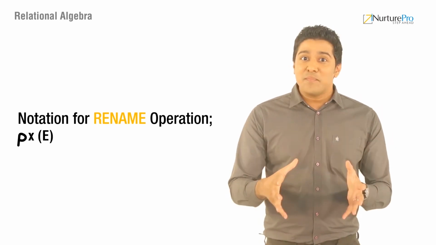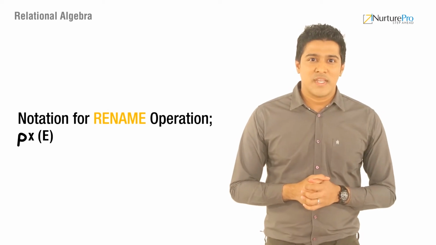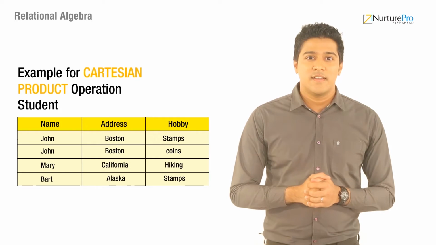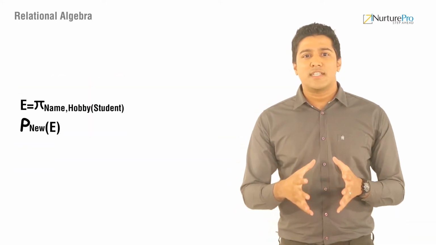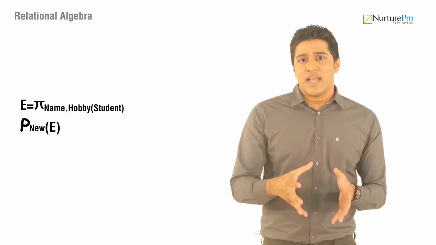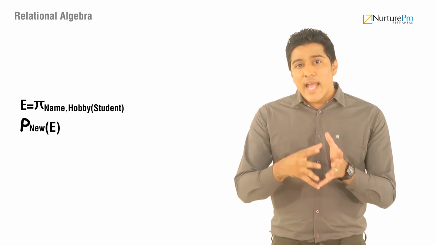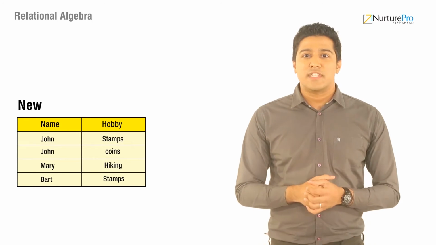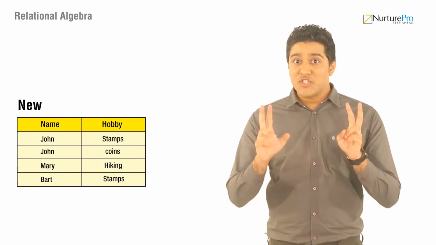Now let us take an example of a rename operation. Take a look at the student table as shown on screen. By applying the Boolean expression, it selects and projects attributes of names and hobbies from the student table. And the result of expression E is saved as new.